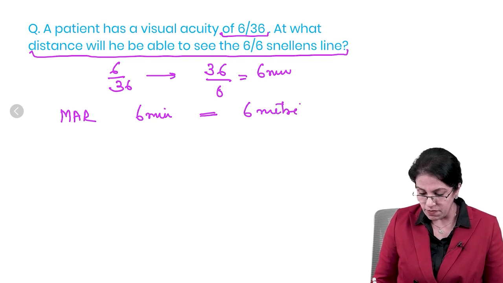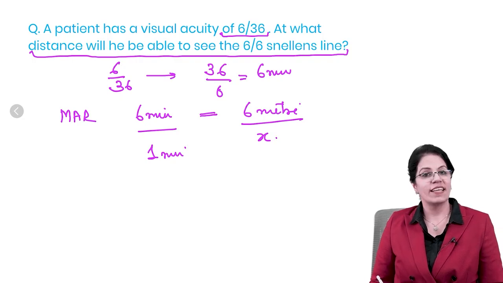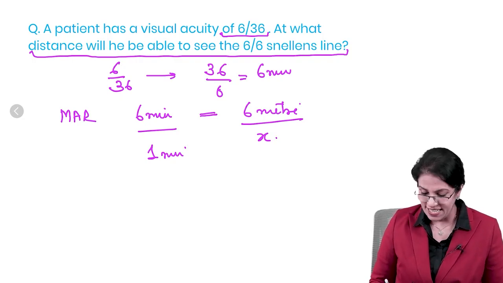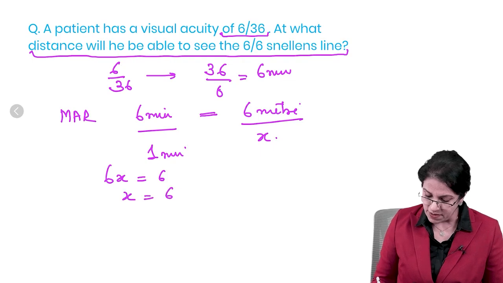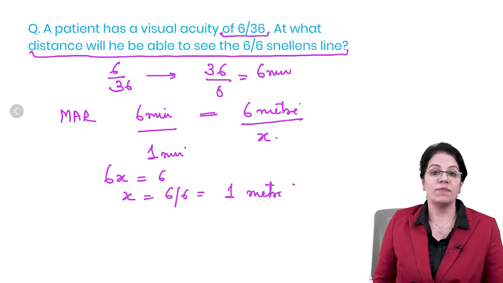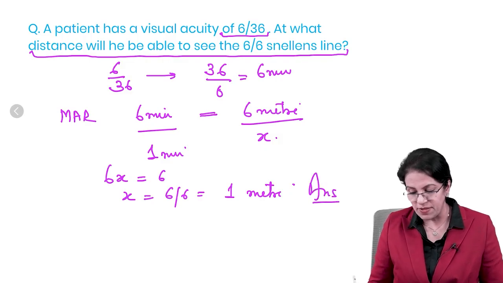So if we need an angle of resolution of 1 minute, what will be the distance? So what is the distance? Cross multiply, it becomes 6x is equal to 6. So x is equal to 6 by 6. This is equal to 1 meter distance. This time they haven't asked you how much distance to travel. So this becomes our answer, that is 1 meter distance.